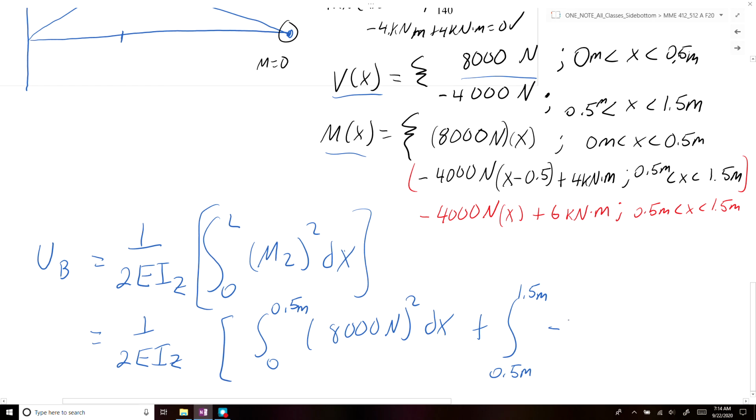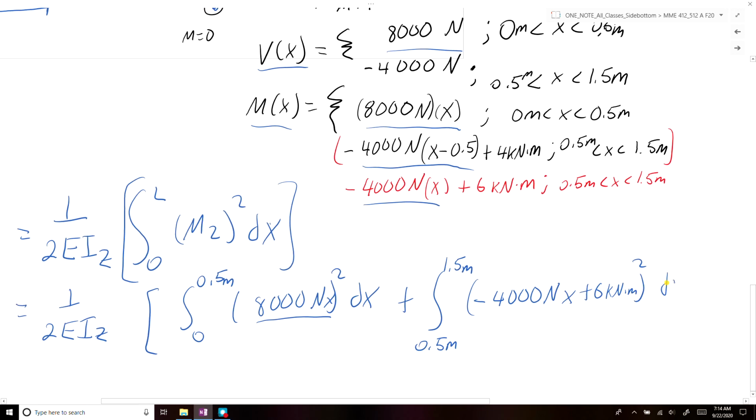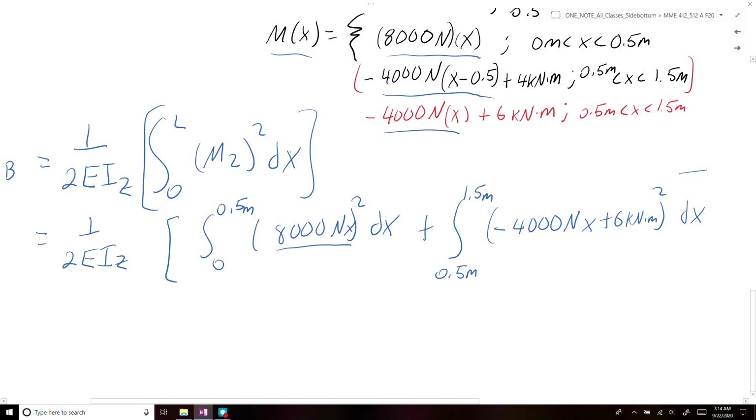where we know that the moment as a function of x is going to be equal to, this should not be V of x, this should be M of x, so it should be 8,000 newtons times x. And for the second term it's going to be equal to minus 4,000 newtons times x plus 6 kilonewton meters, squared, dx. All right, so that is our total equation.